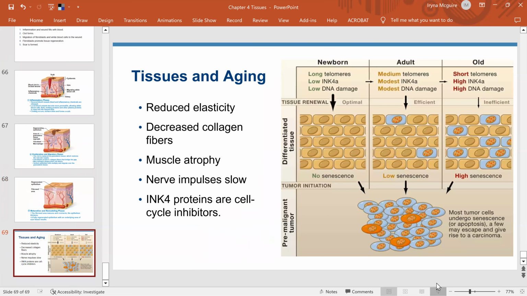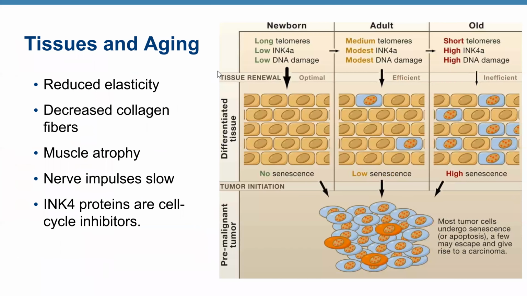And the very last slide, we're going to look at tissue and aging, so how tissue changes with age. Now, we have reduced elasticity and decreased collagen fibers. If we have muscles, we will see muscle atrophy. So muscles become smaller. They are replaced by fat, by adipose tissue. Nerve impulses slow down. And if you look at this diagram here, you see a newborn, adult, and old person.